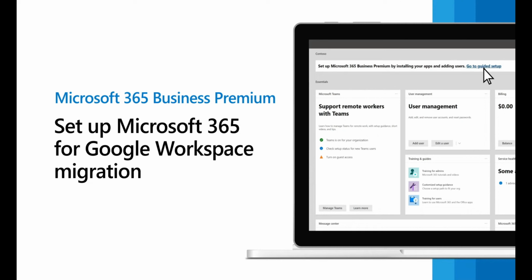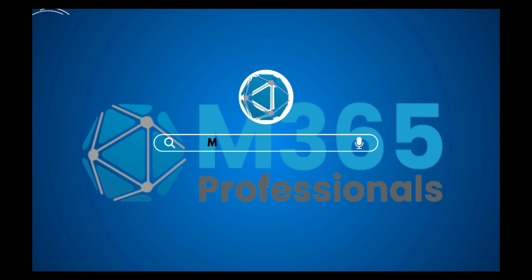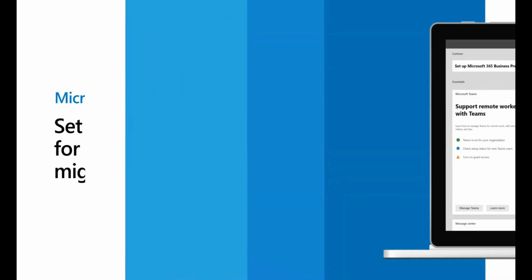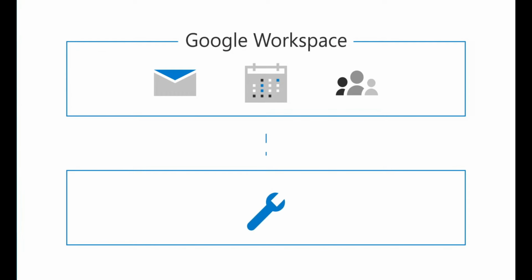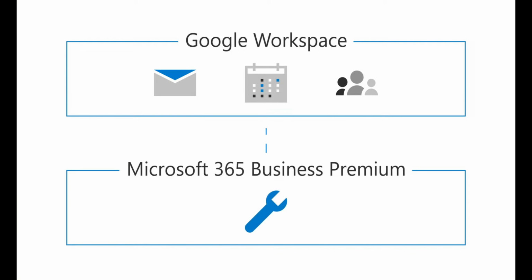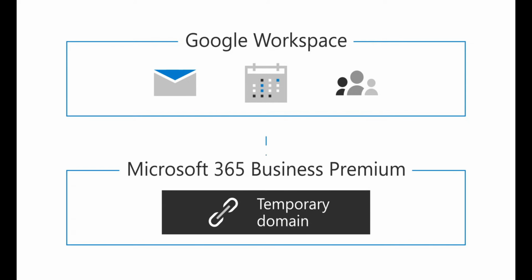Set up Microsoft 365 for Google Workspace migration. Welcome to M365 Professional. To migrate email, calendar, and contacts from Google Workspace, you need to set up Microsoft 365 Business Premium with a temporary domain until your business domain is ready to be used with your subscription. Let's get started.